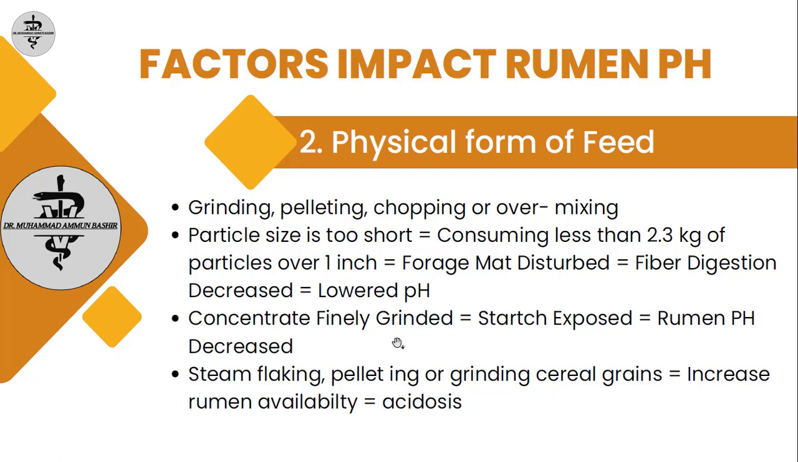Second one, if we offer the cow finely ground concentrate particles, there will be more starch exposure, more starch digesting bacteria acting on it, ultimately less pH, below 6. Just like this, steam flaking or pelleting or grinding cereal grains increases the rumen starch availability. That will lead to acidosis as well.